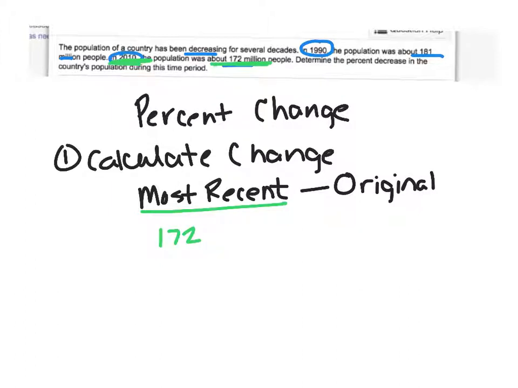Because both of these populations are listed in millions, I am not going to add the extra zeros that I normally would, since I'm going to end up with the correct answer without doing that. Then I'm going to subtract the original amount. What was it first? In this case, it was 181 million. If I subtract 172 minus 181, I end up with -9. It makes sense that I end up with a negative number because a decrease coincides with a negative.